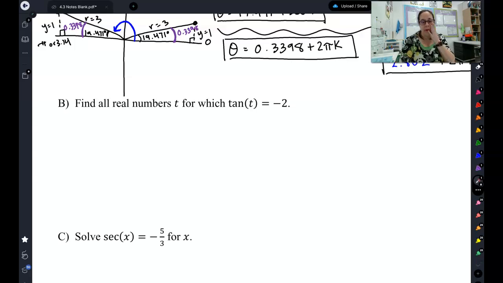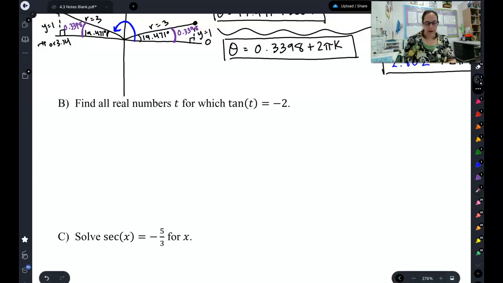Let's try another problem. So start right here. I need to get t by itself. So I'm going to do arctan of both sides to get rid of that tangent. So I get t equals arctan of -2. So we are looking for an angle that gives us a tangent value of -2.